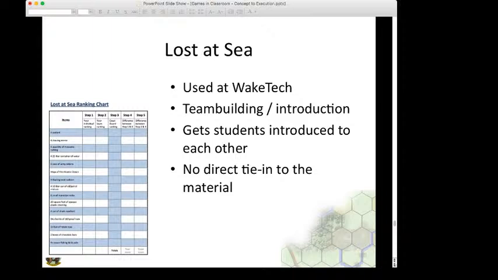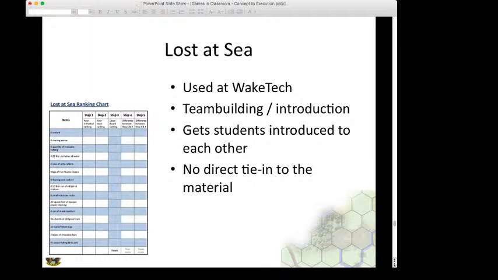Lost at Sea. So I used to use this at Wake Tech, and then a bunch of other faculty folks started doing it also. This was one of those introductions to the class kind of things. This is a U.S. Coast Guard exercise. There's no direct tie into the material at all. This was simply to let the students get to know each other. After we took roll the first day of class, I kind of looked around the room and said, all right, is there anybody in the room sitting next to somebody you already know? Okay, you 2 people, trade seats, and let's get other folks around people they don't already know.